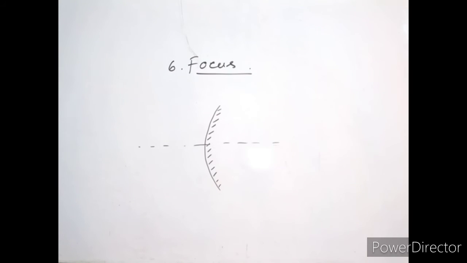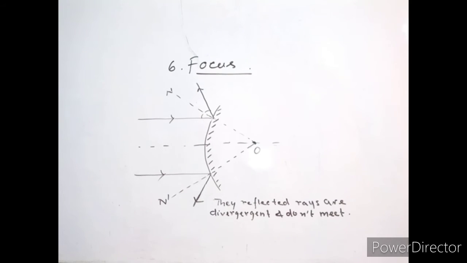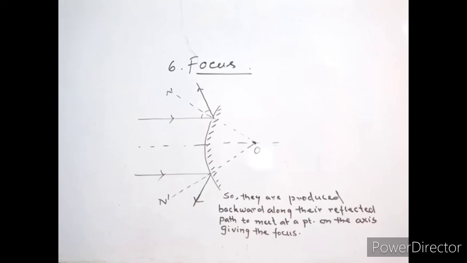Now in the case of a convex mirror, with the outer curved surface being the reflecting one, the incident light rays, considered parallel to the principal axis, are reflected, and the reflected light rays will obviously diverge, while the normals considered at the points of incidence will meet at the center of curvature. The reflected light rays are divergent, so they are produced backward along their reflected path to meet at a point on the principal axis, which gives the focus.